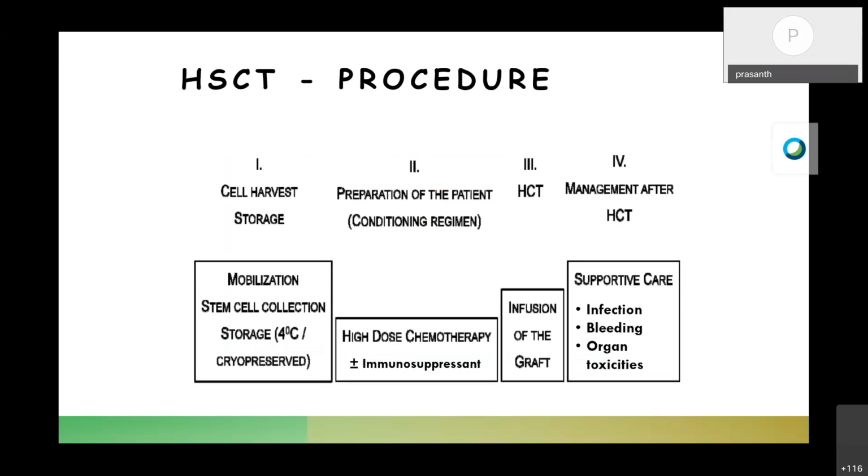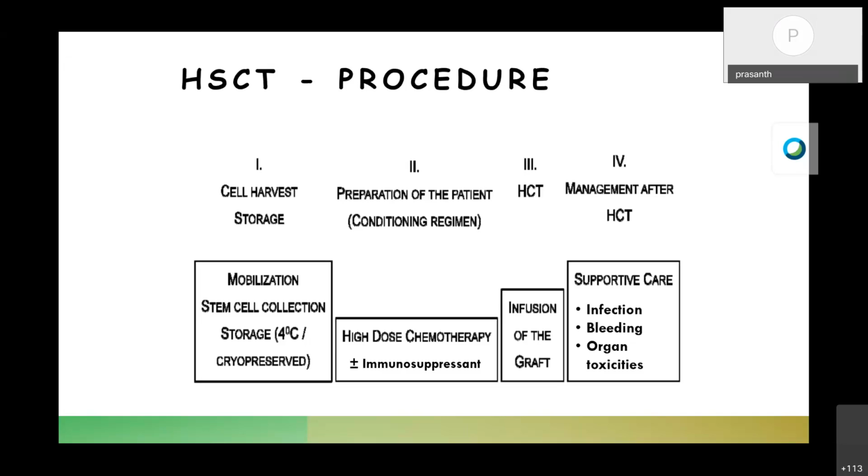So as I said, the first step is to harvest. So you mobilize the stem cells. To the donor, we give something like growth factors. So GCSF is the one which is commonly used. So we give 4 days of GCSF to the donor, which is quite safe. And after 4 days, the cells of the donor from the bone marrow come out into the peripheral blood. And these are harvested. And if they are going to be used immediately, as in the case of allogeneic transplant, they can be stored at 4 degrees centigrade.